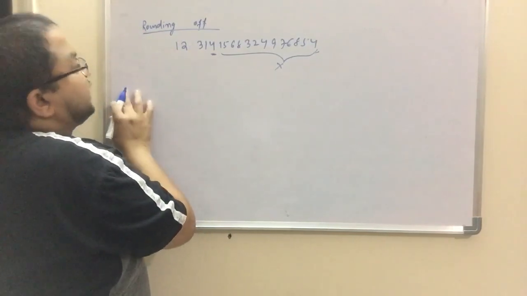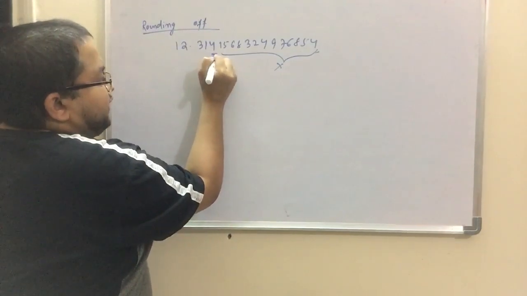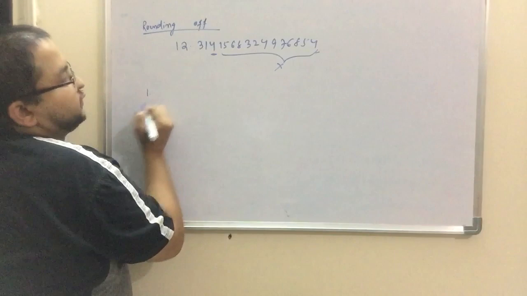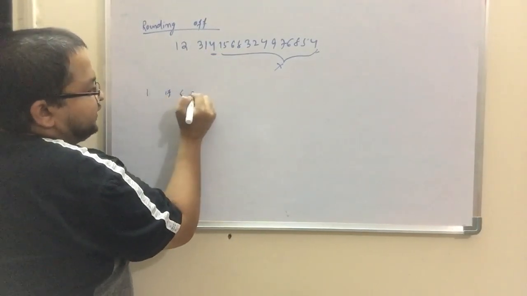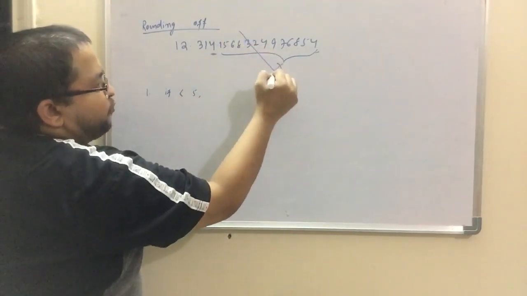So let us see what are the three rounding principles that we will use. First we need to know the digit where we are doing the round off. The first rule is, if this digit is less than 5, then just drop off this part.